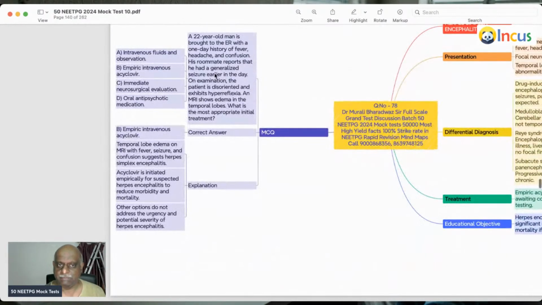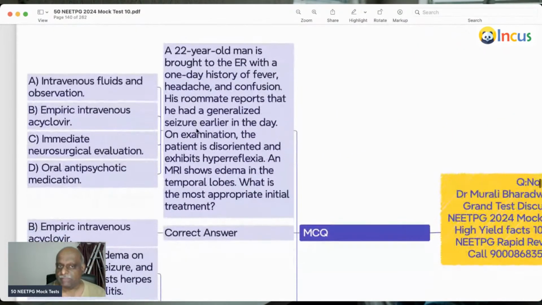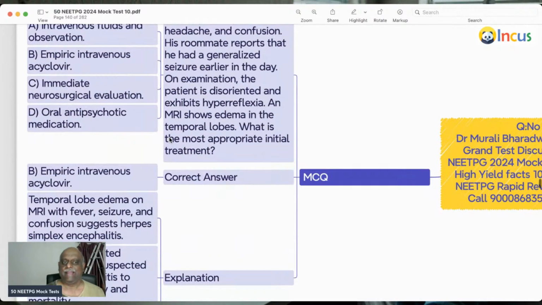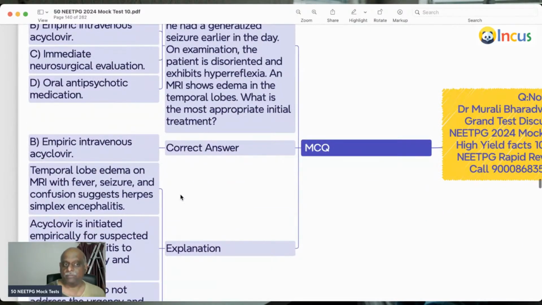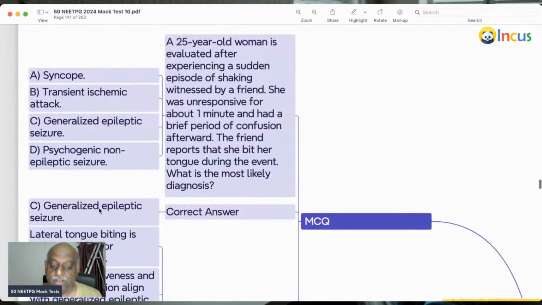22-year-old brought to the emergency, 1 day history of fever, headache and confusion, and temporal lobe edema on MRI. With fever, seizures and confusion, classical of herpes simplex encephalitis. That's the reason you need to start, especially in the elderly patient, acyclovir, intravenous acyclovir, is what you need to remember.